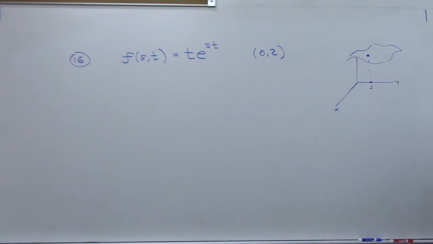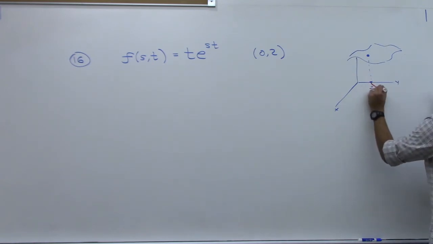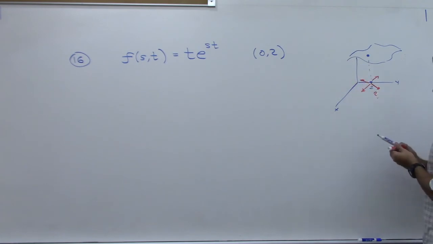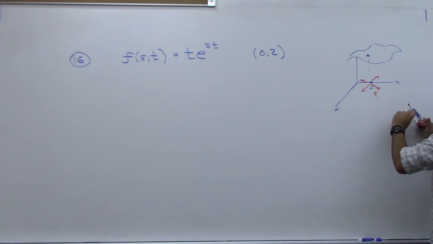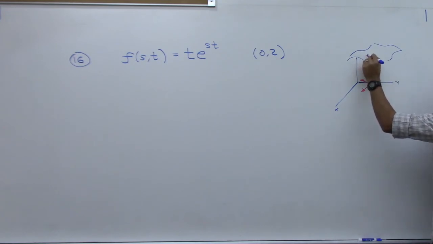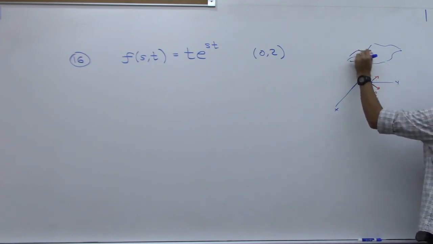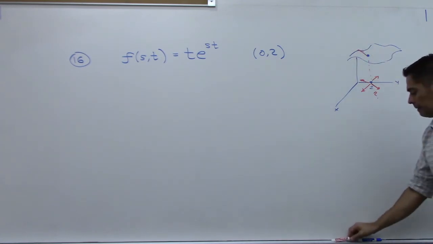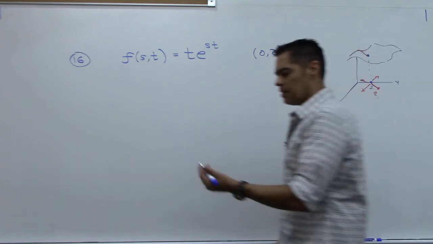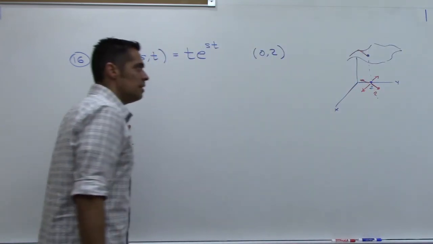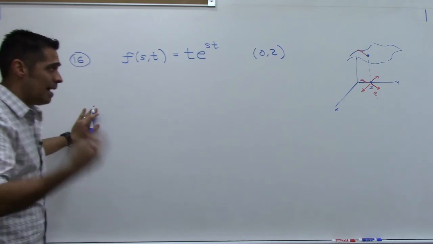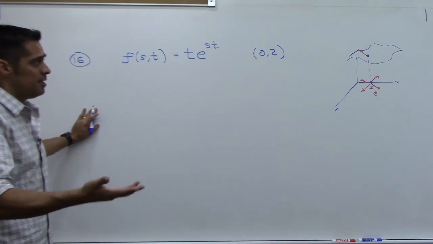The question is, what direction do I need to point in on the ground, in order to be going up the most up here, to get the maximum rate of change? Well, that's easy. The gradient vector is the direction, and the magnitude of the gradient vector is the actual maximum rate of change.